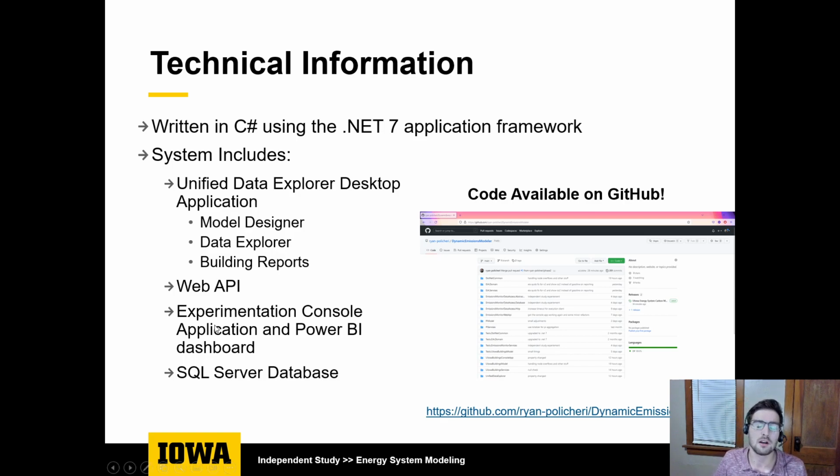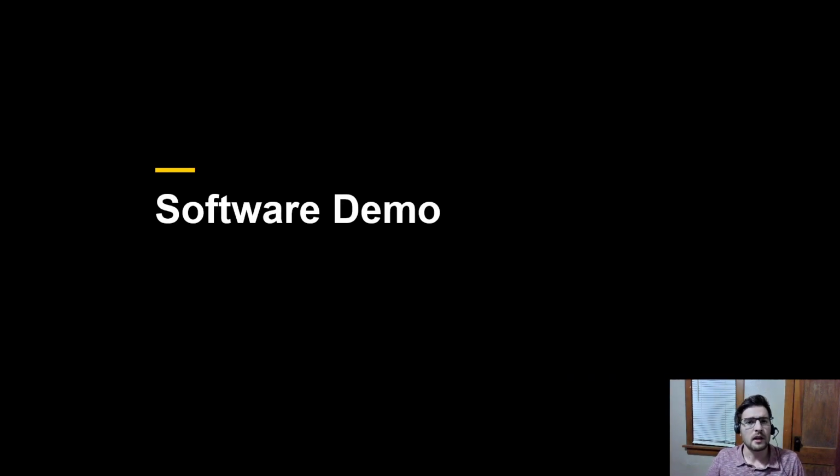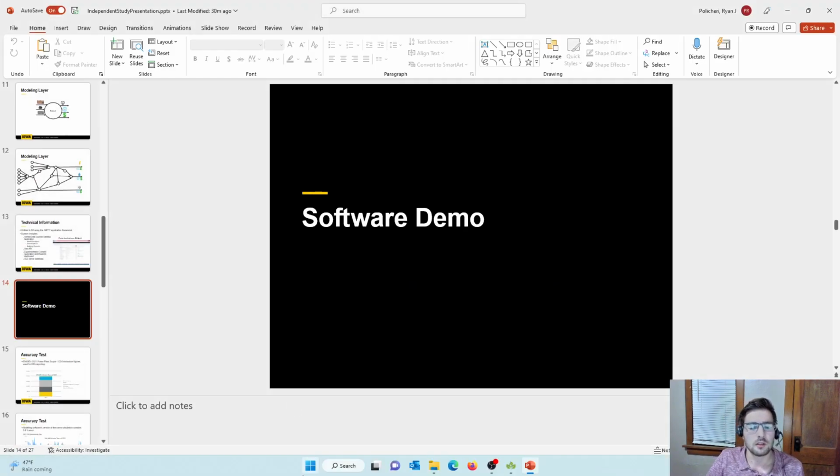But the system more broadly also has a web API, which you can use to programmatically get these emission factors. And it has an experimentation app, which we won't look at, but we'll see results when we show our experimental results. Those came from this tool here. And then on the back end, there's also a SQL Server database to store our energy system models, as well as our experimental results. Okay, so with that, let's take a quick look at the software.